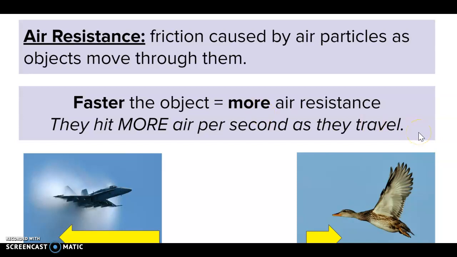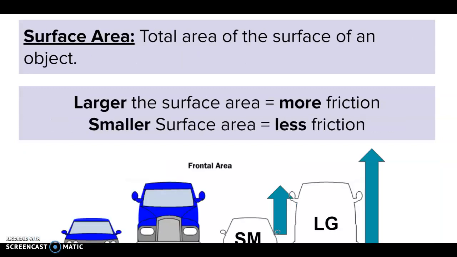The duck on the right is going super slow compared to that. So it's only bumping into, like, a couple, it's relative, air particles per second. So it doesn't produce a lot of friction. So remember, the faster an object travels, whether it's a car, boat, jet, plane, whatever, the more air resistance or friction it's going to encounter. So that's really important. That arrow gets bigger, the faster something gets.